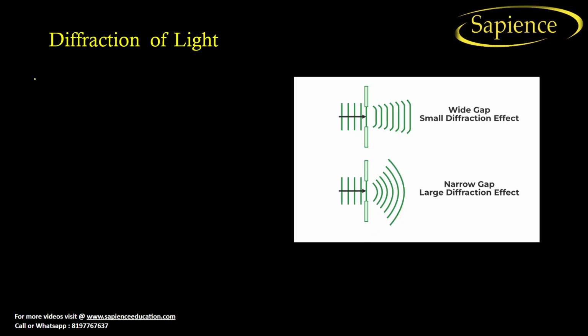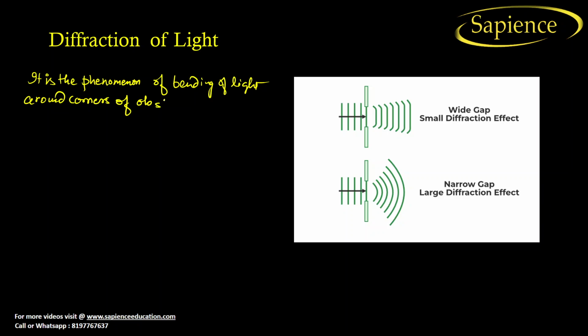It is the phenomenon of bending of light around corners of obstacles or aperture in the path of the light.